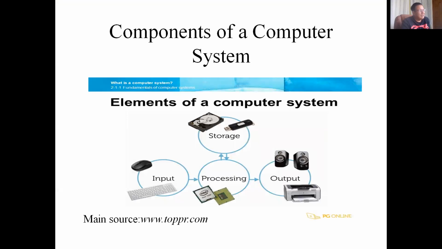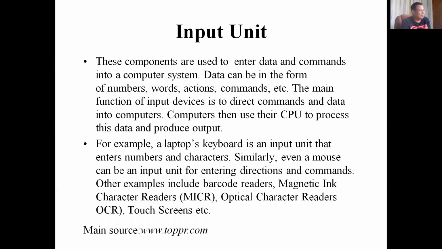So generally, a computer system has four subsystems. You have an input system, a processing system, an output system, and storage. You see that already. This is common knowledge, so I think many of you are familiar with this already. We will just go through this quickly.